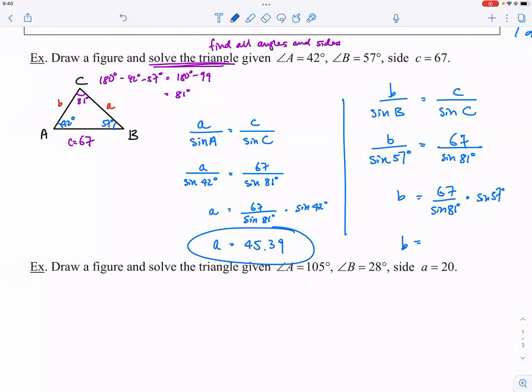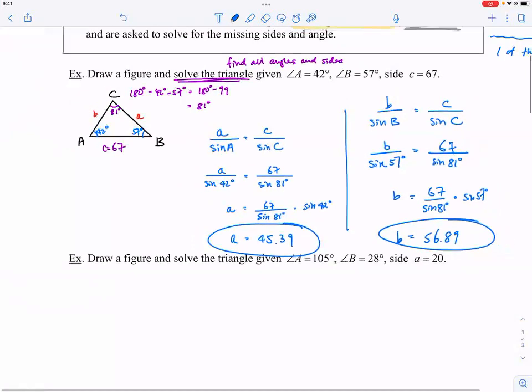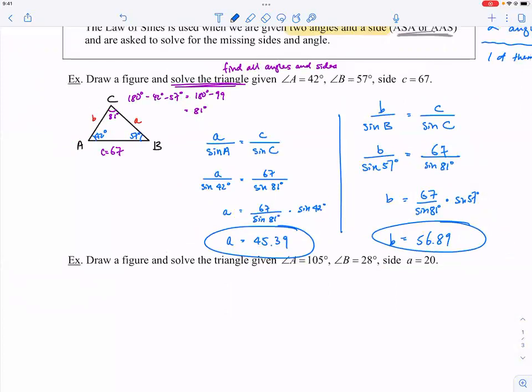So side B would be louder. Yeah. 56.89. That would be the other side. Now I would always ask a question here.